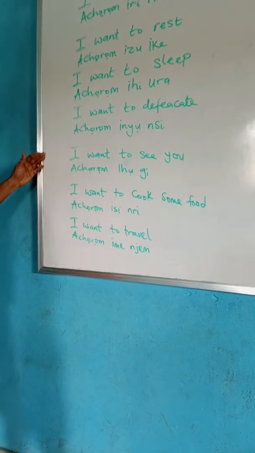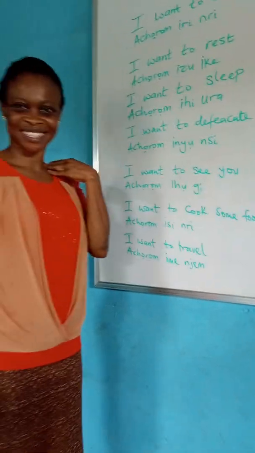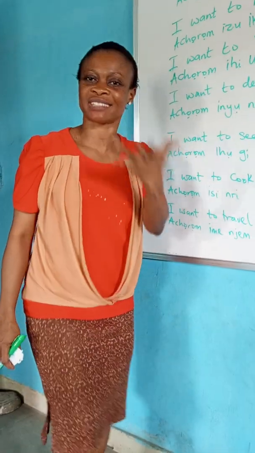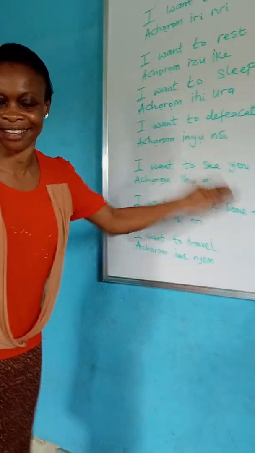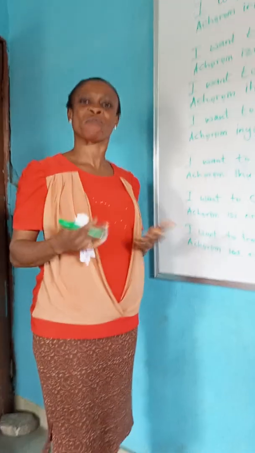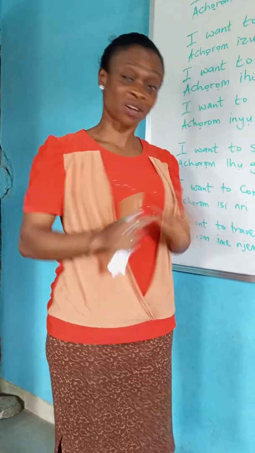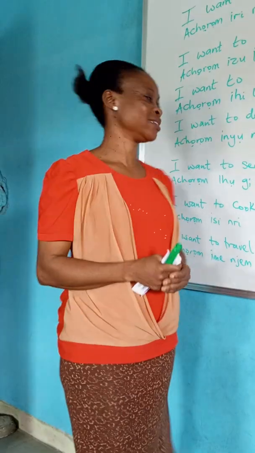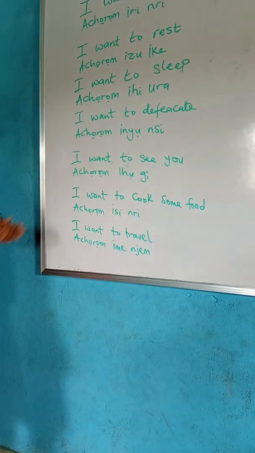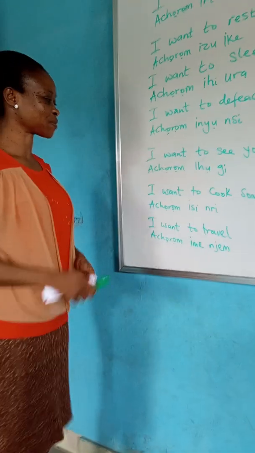Let's look at the next one. I want to see you. Achọrọ m ịhụ gị. You can even say, Achọrọ m ịfụ gị. You understand? They're the same thing. Achọrọ m ịhụ gị.